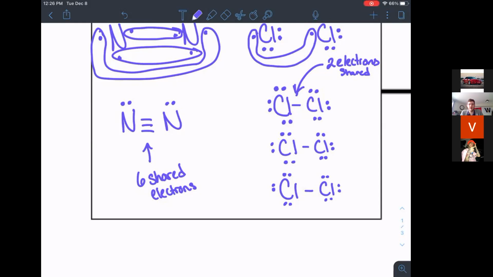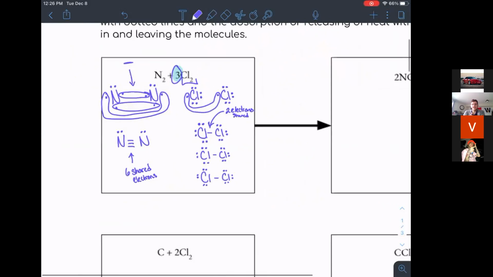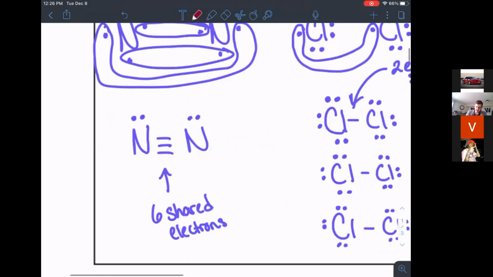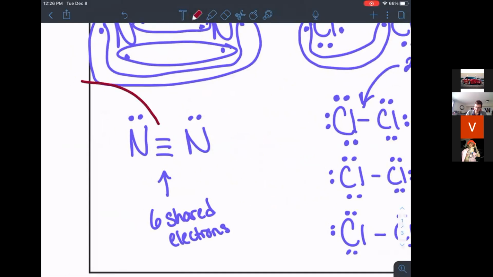So now our next step is going to be to make this reaction happen. In order to make this reaction happen, we have to bring in energy. That's what my red line with the arrow is going to represent. This is going to be energy coming in to this bond, and if we bring in enough energy, this bond is going to break. So our nitrogens are going to separate.